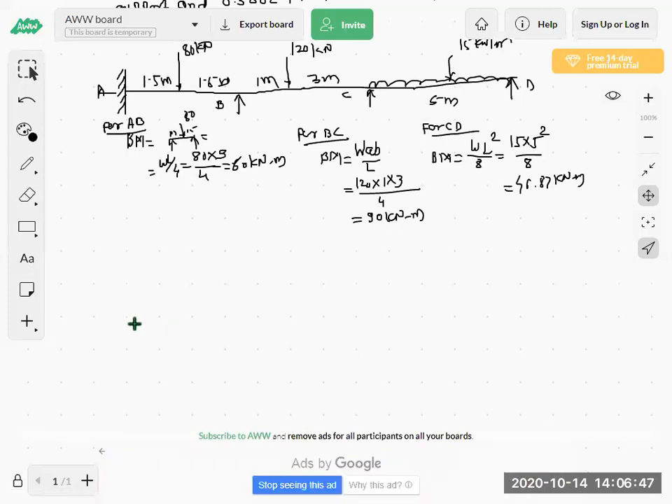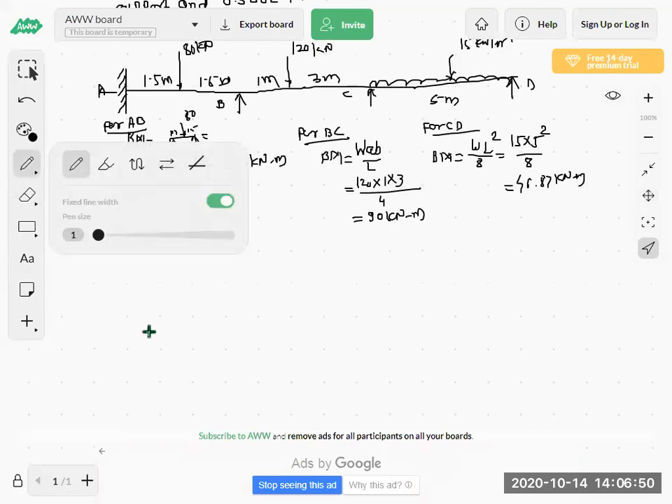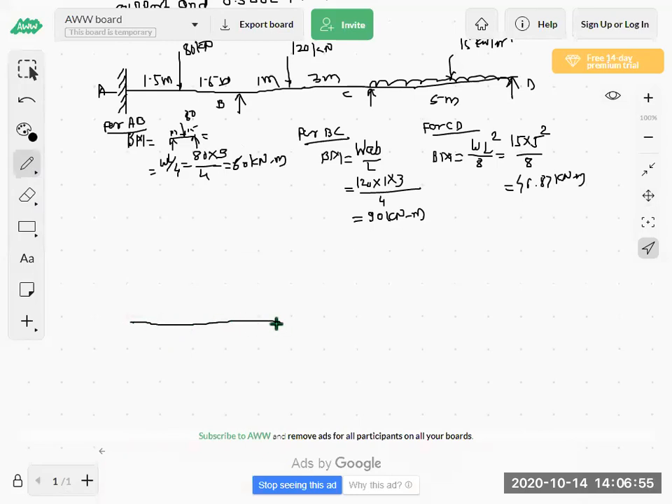So, okay, so this is the span now. So this is A, B, C and D. Okay. So now first plot here this elastic bending moment, 60 kilonewton meter, 90 kilonewton meter and 46.87 kilonewton meter. So, okay. So central point load is there.